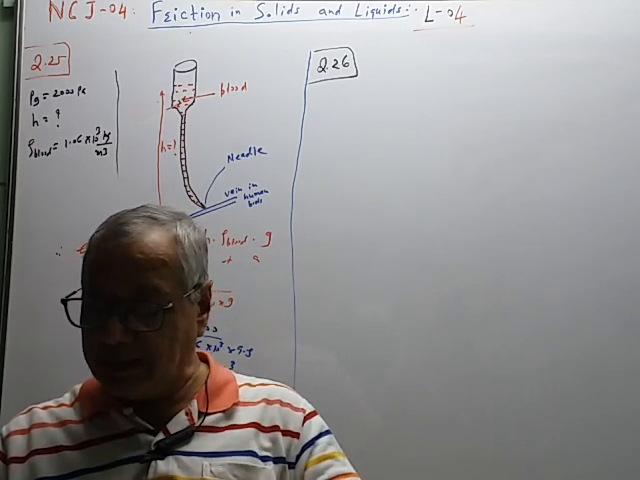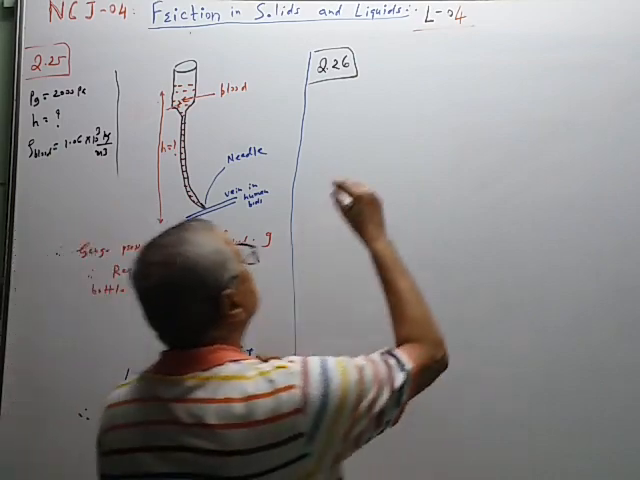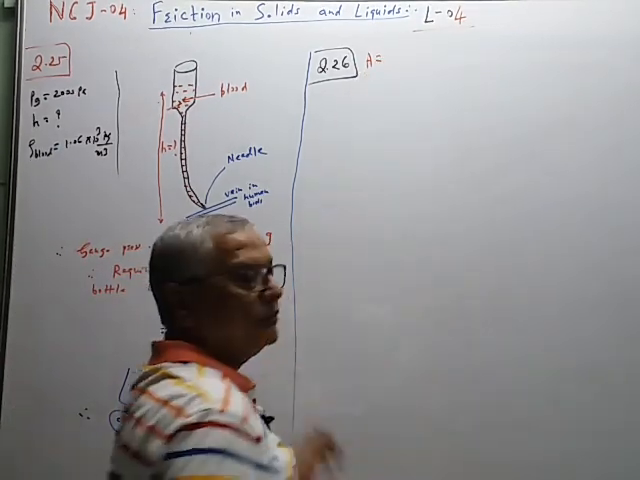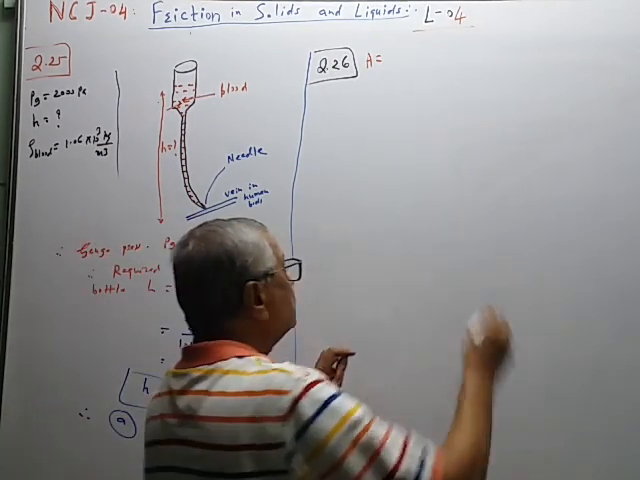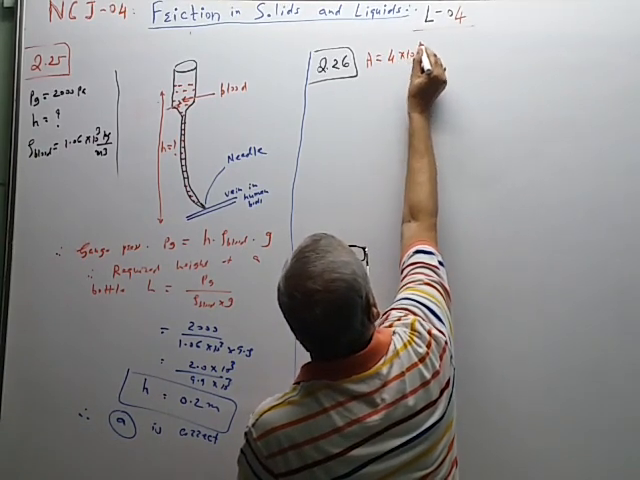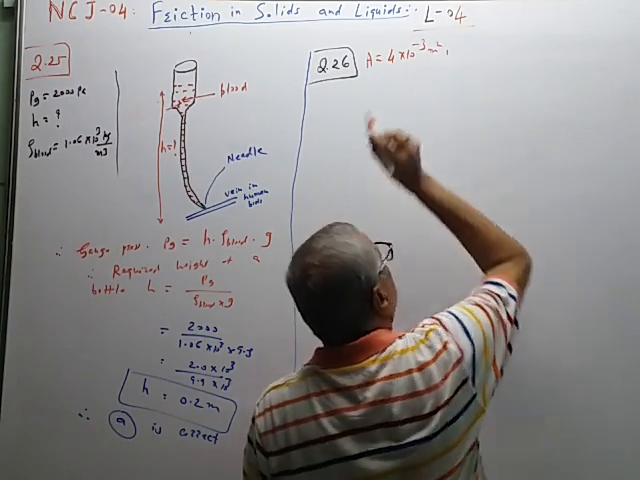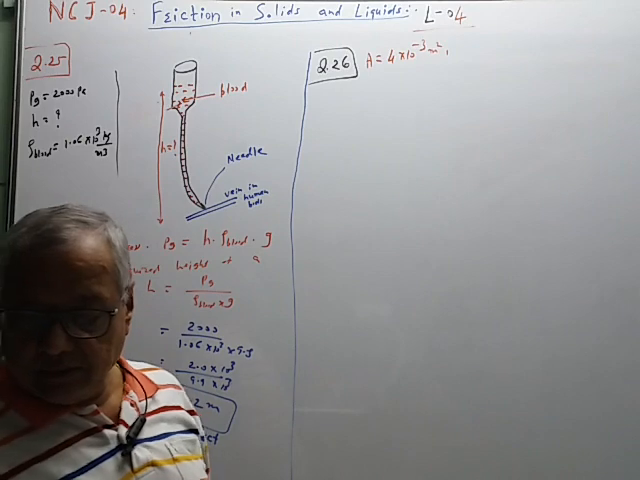So base area is given. I will write the given quantities. Area A is equal to 4 into 10 raised to minus 3 meters square. Then density of the liquid is given.